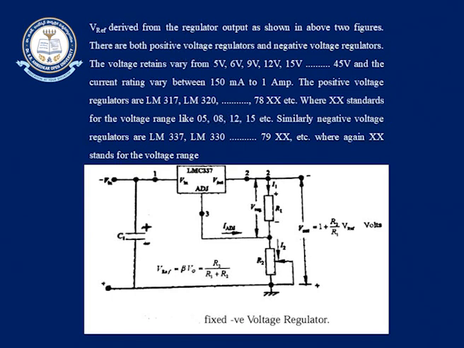So, here the voltages can vary: 5 volts, 6 volts, 9 volts, 12 volts, whatever it may be, and the current rating can vary between 150 milliampere to 1 ampere. Okay. Milli means 10 power minus 3 amperes of current, up to 1 ampere of current. So, the positive voltage regulators are LM 317.